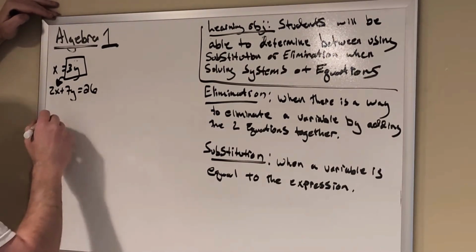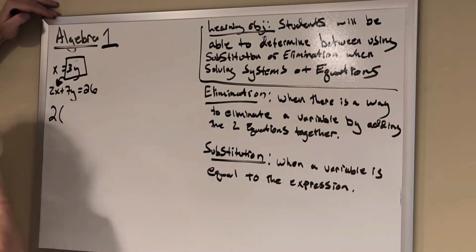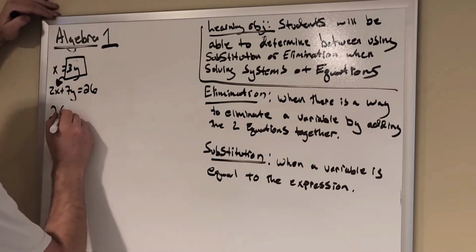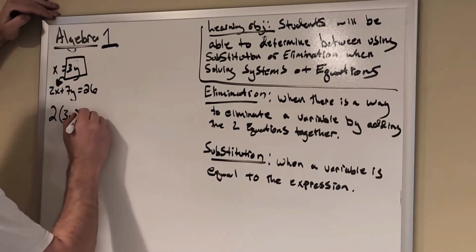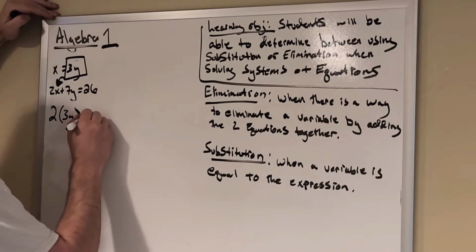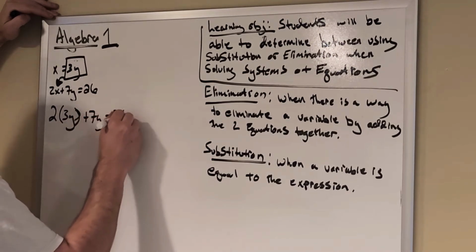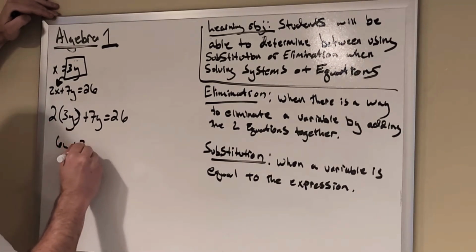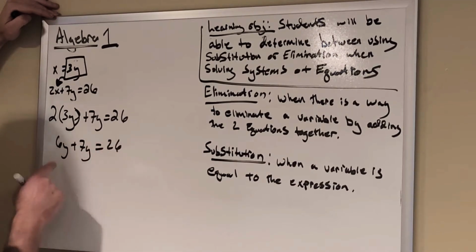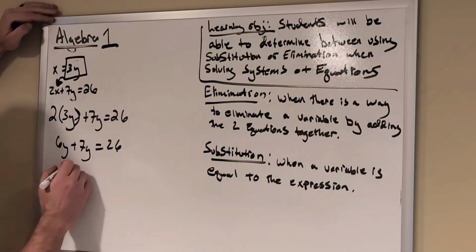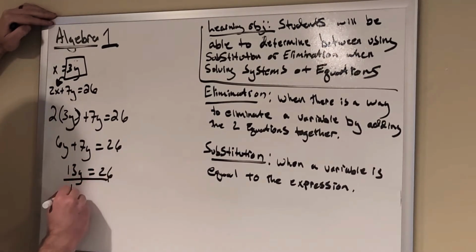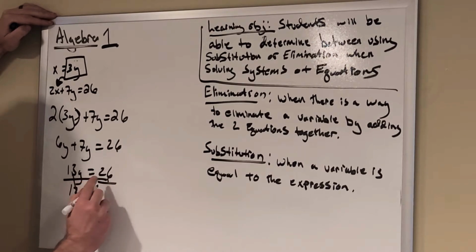So I'm going to rewrite this equation. 2 times 3y instead of x. I plug that 3y in for x. 2 times 3y plus 7y equals 26. 2 times 3y is 6y, plus 7y equals 26. 6y plus 7y is 13y. 13y equals 26. Divide by 13. Y is equal to 2.